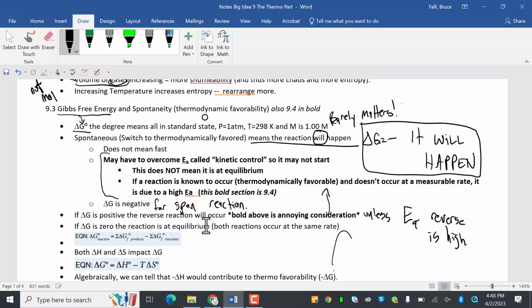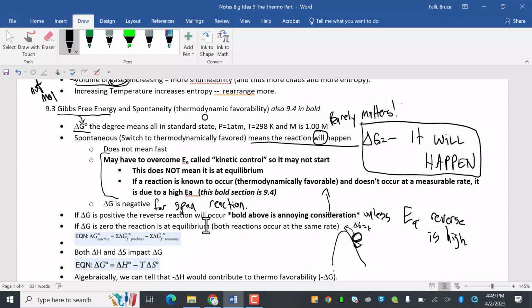So a lot of times, probably the easiest one for spontaneity is I have a boulder on a hill. Will this boulder spontaneously roll down the hill? Yes. And I have a little wedge in there. This is my activation energy. If I pull out the wedge, it will roll down the hill. Now, will the boulder spontaneously roll up the hill? Rolling up the hill, delta G is positive. That means not only will it not happen, the reverse reaction is going to happen. Does that make sense? So it's not just that it's not going to happen. That means the opposite is going to happen.